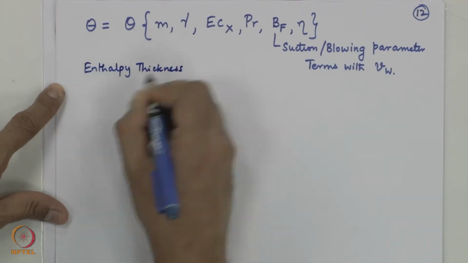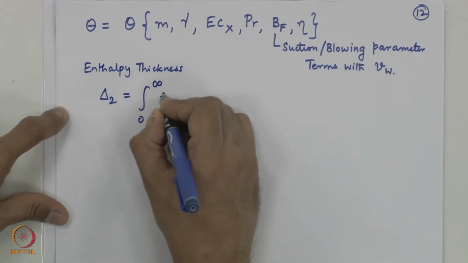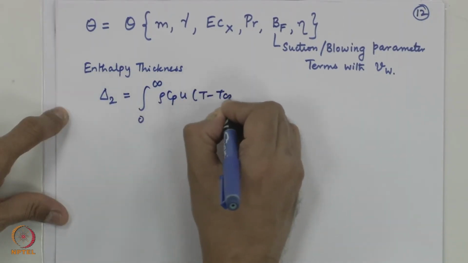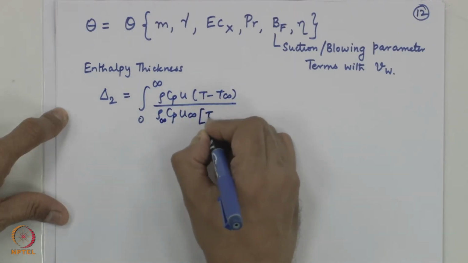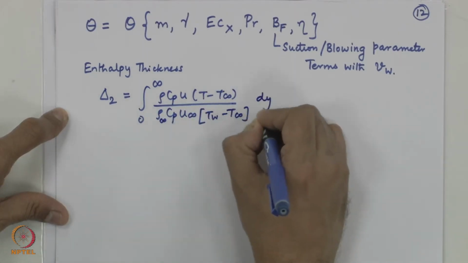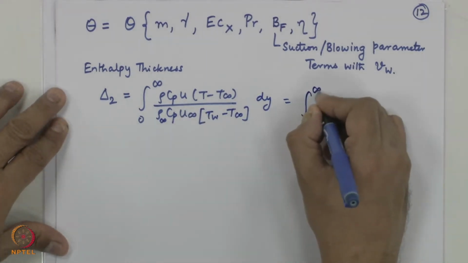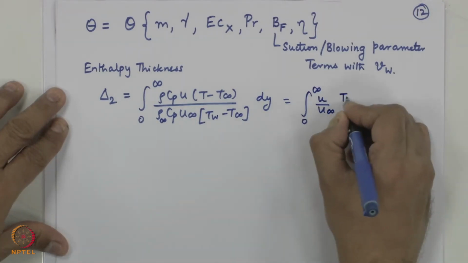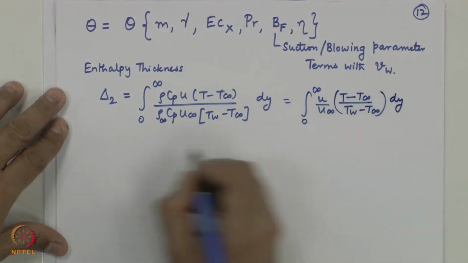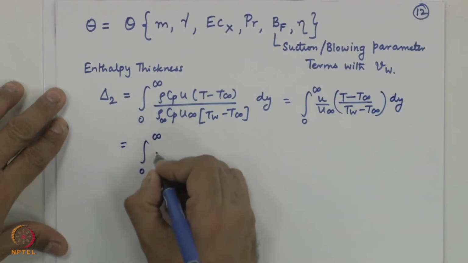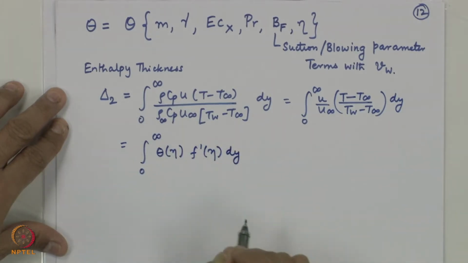Enthalpy thickness, just as momentum or integral thickness, is the integral from 0 to infinity of rho Cp u (T minus T infinity) divided by rho Cp u infinity. These are all infinity level properties. Divided by (T wall minus T infinity) dy. When you cancel off the property terms, you will get the integral from 0 to infinity of u by u infinity times (T minus T infinity) divided by (T wall minus T infinity) dy, which can be written as the integral from 0 to infinity of theta of eta f prime of eta dy.